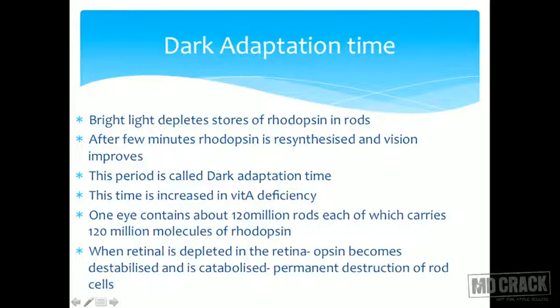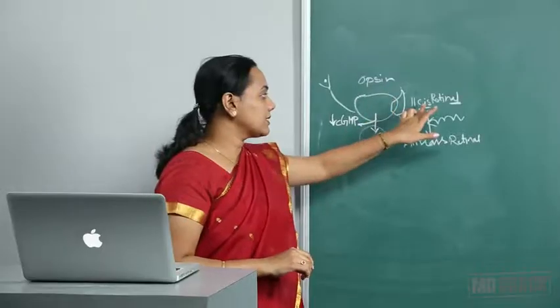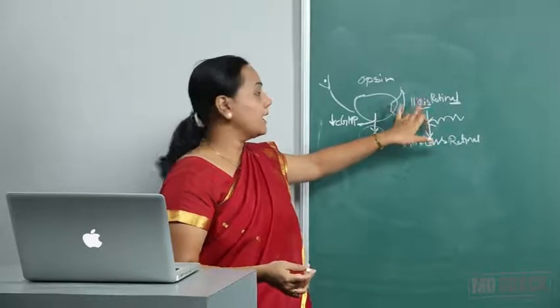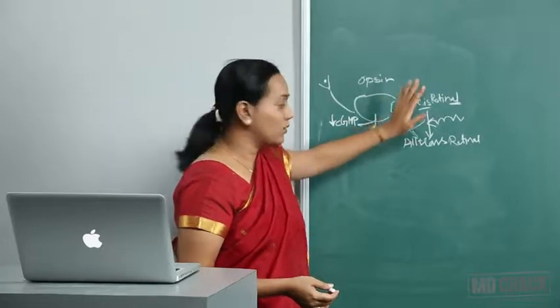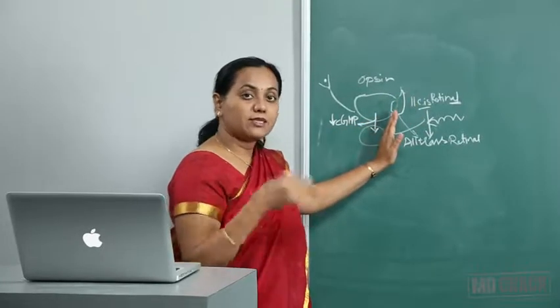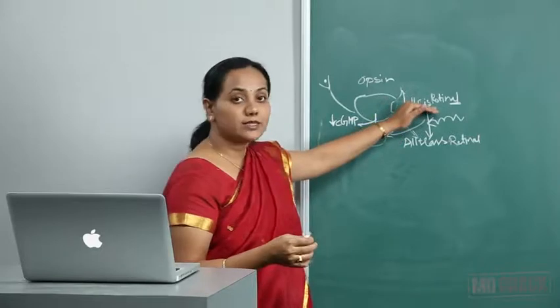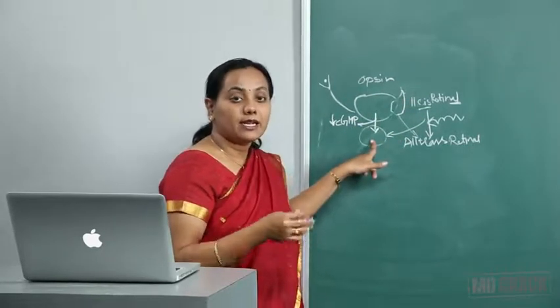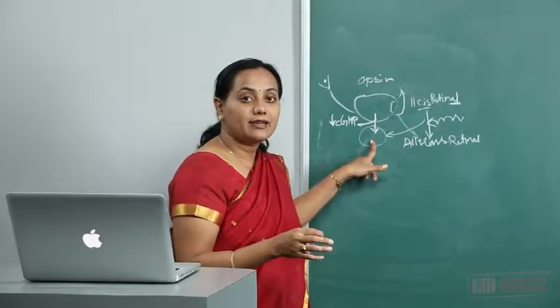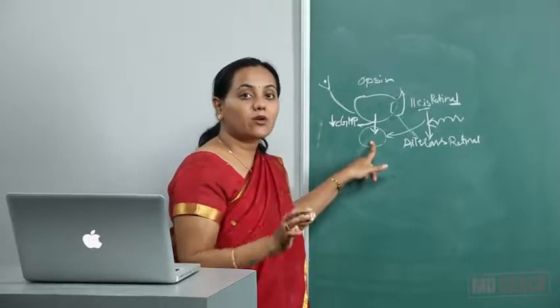So when retinal is depleted in the retina, the opsin becomes destabilized and it is catabolized and leads to permanent destruction of the rod cell. So what is happening is, this levorotatory retinal, remember it is vitamin A, it stabilizes the opsin. Suppose this retinal was not there, suppose there is a deficiency. If there is a deficiency, the retinal is not there. This opsin can get degraded, it gets destabilized, and it can lead to permanent rod damage.